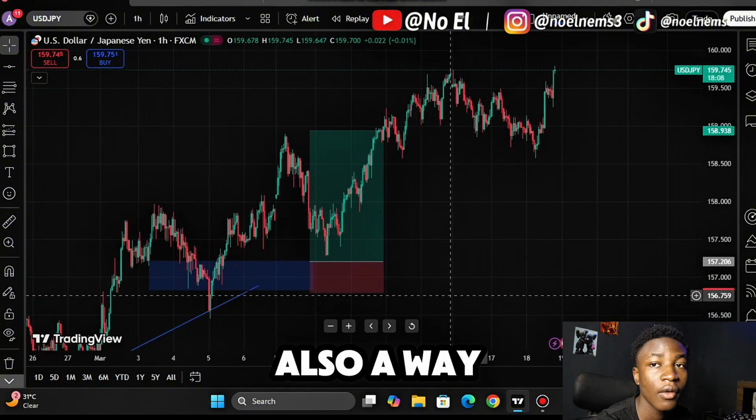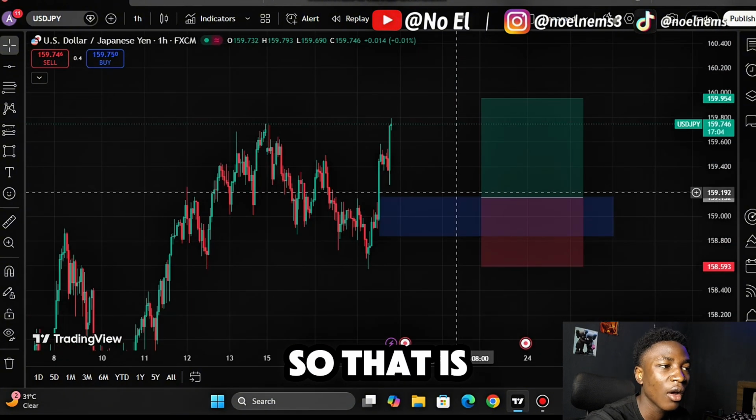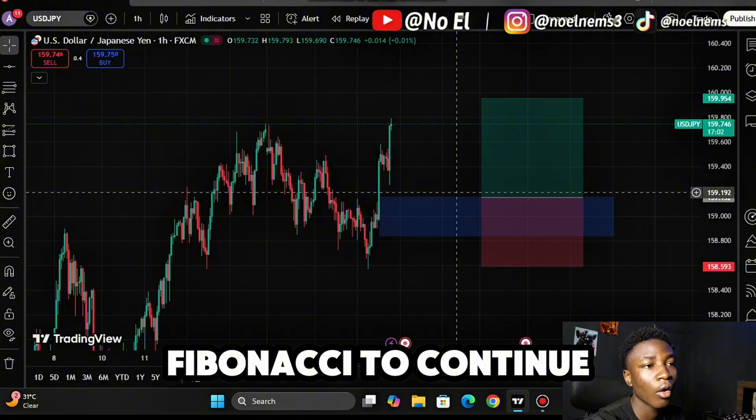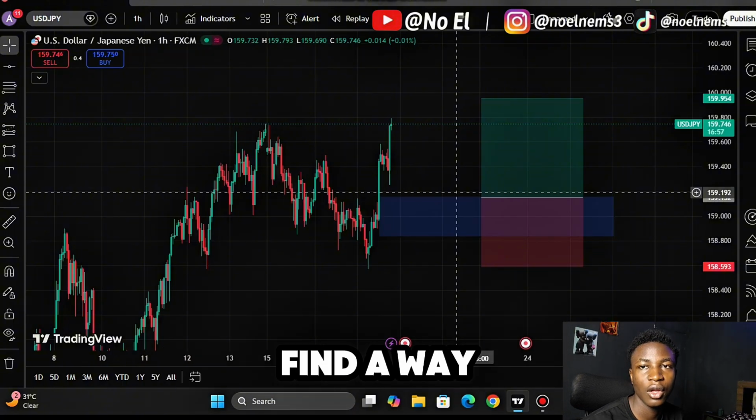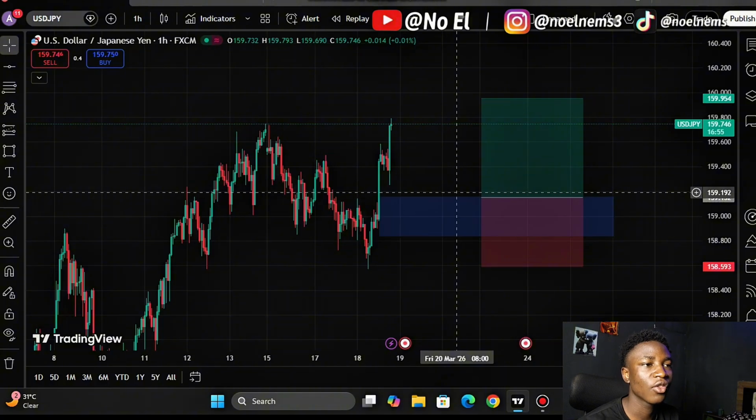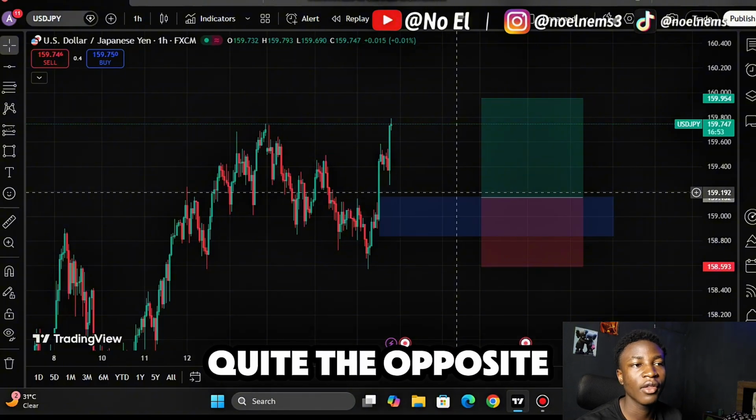And this is also a way of getting sniper entry too. So that is how to use Fibonacci to continue trading trend. And you can also use it for the sellers too. You can find a way to match it so you can take a sell position. So just quite the opposite now.